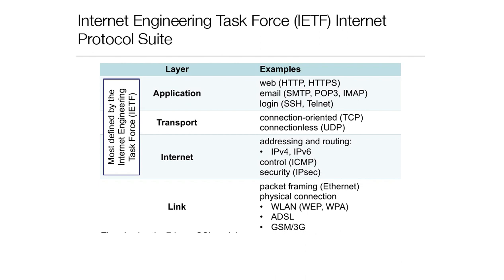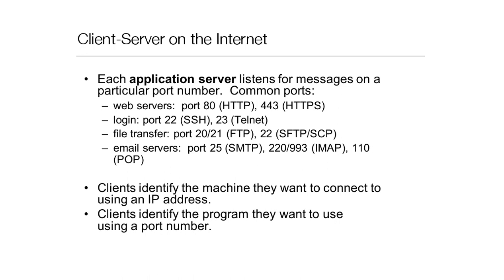And here, when we talk about a client server setup in the internet, each application server listens for a message on a particular port number. We know that the application layer is responsible for providing data to particular applications. So how these applications are identified in a computer or a device is using a port number.